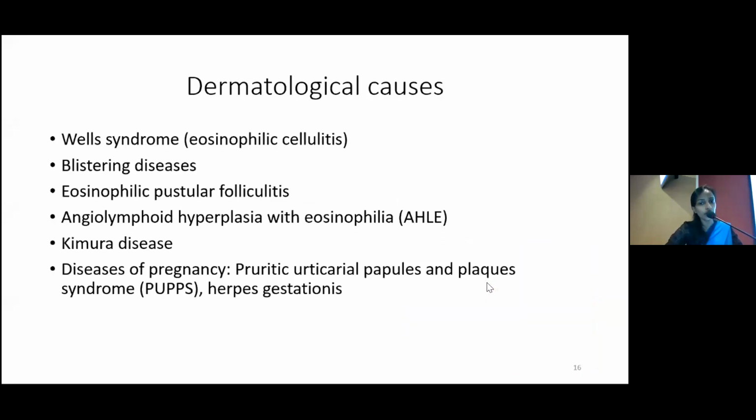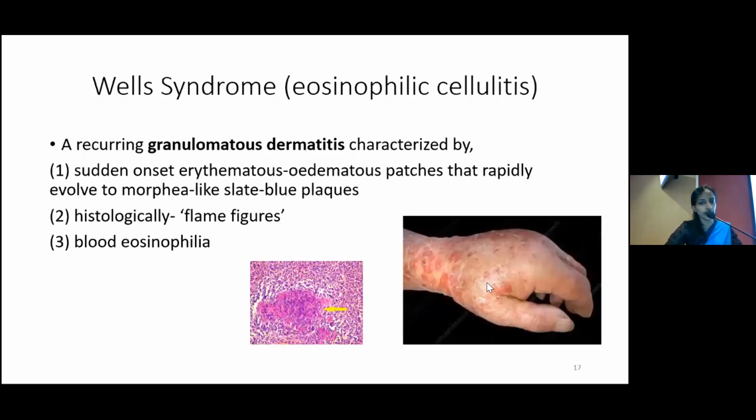Then there are several dermatological causes associated with eosinophilia, like Wells syndrome, blistering diseases like bullous pemphigoid and pemphigus vulgaris, eosinophilic pustular folliculitis, angiolymphoid hyperplasia with eosinophilia, Kimura disease, and some other disorders of pregnancy.